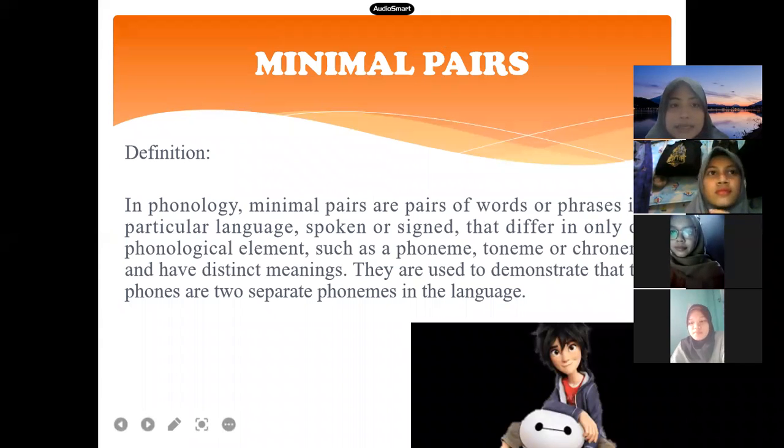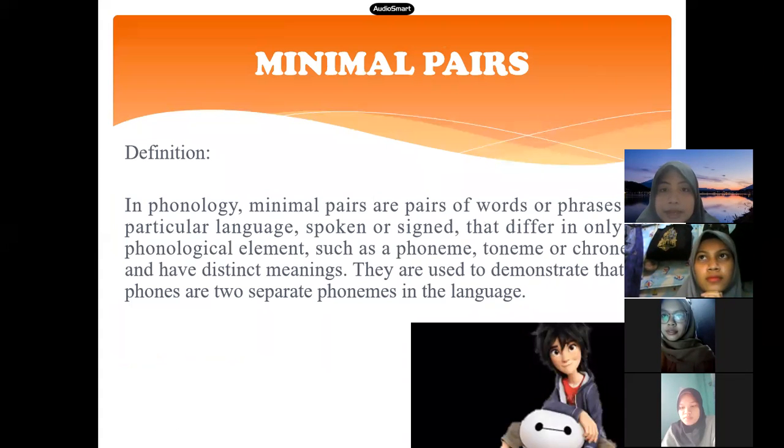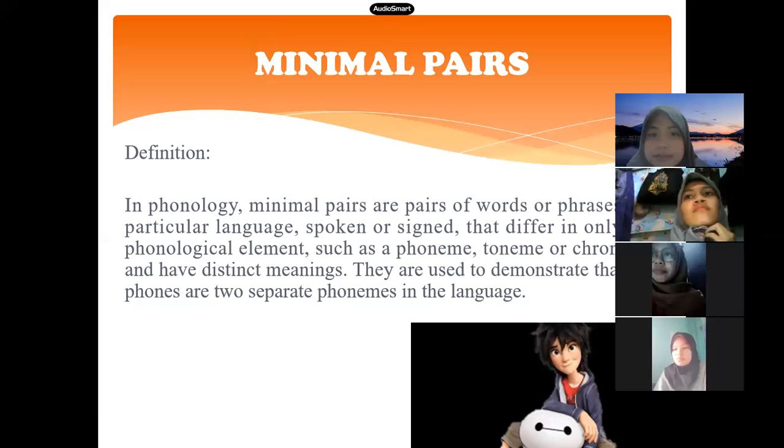In phonology, minimal pairs are pairs of words or phrases in a particular language, spoken or signed, that differ in only one phonological element, such as a phoneme, toneme, or chroneme, and have distinct meanings. They are used to demonstrate that two phones are two separate phonemes in the language.